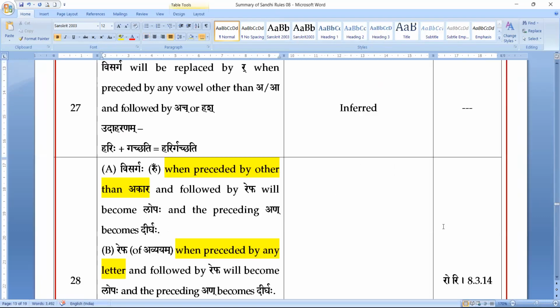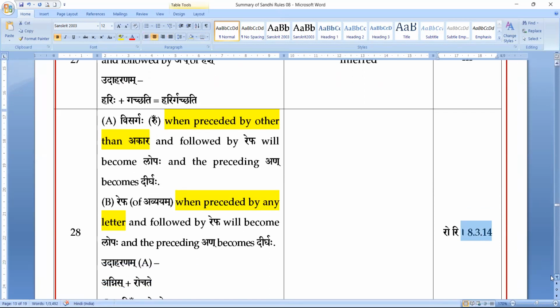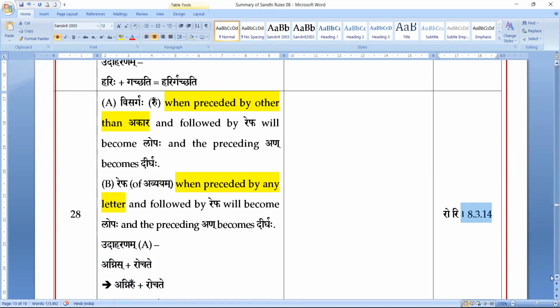Okay, now you see this. What is the number here? 8.3.14. It means when Repa follows, this is applied first. When that happens, 8.3.14 is applied. The Repa is a soft consonant. When the following letter is a soft consonant, the Repa, then 8.3.14 will apply.